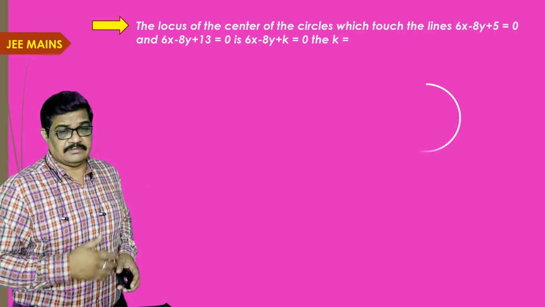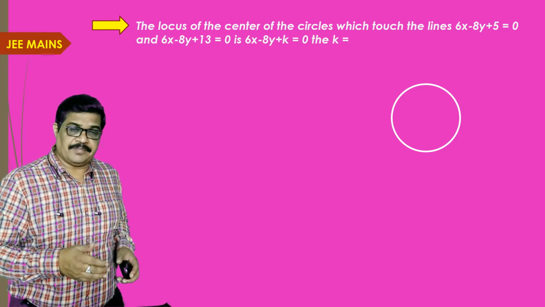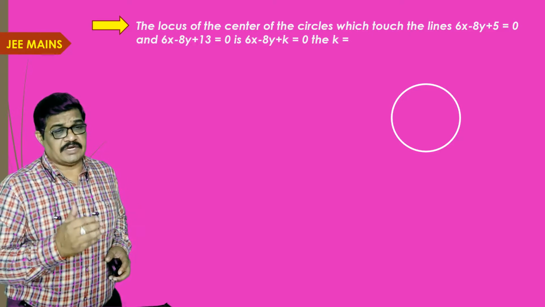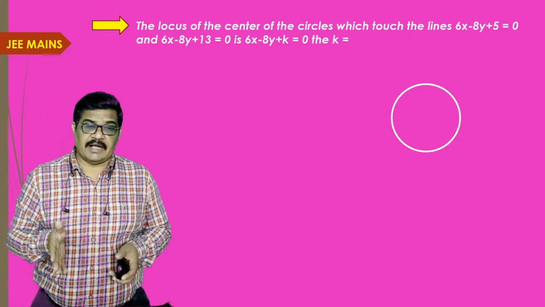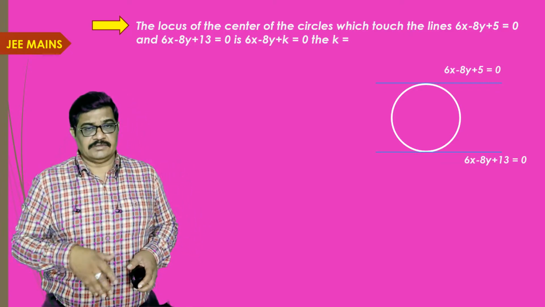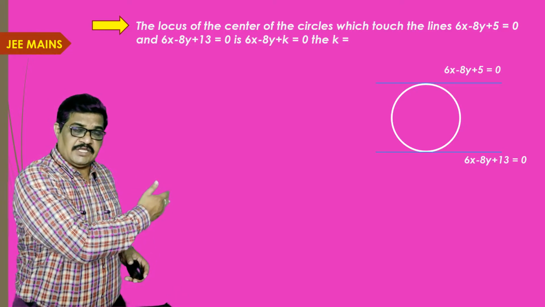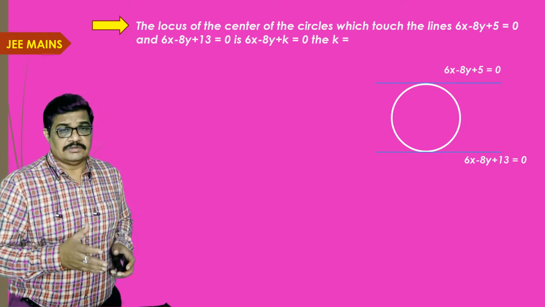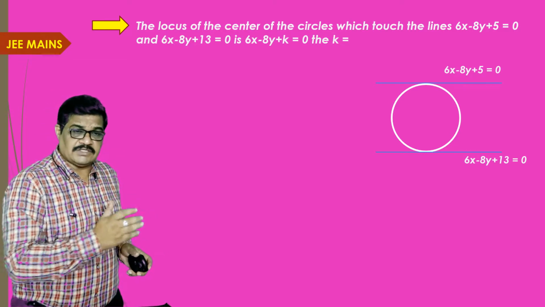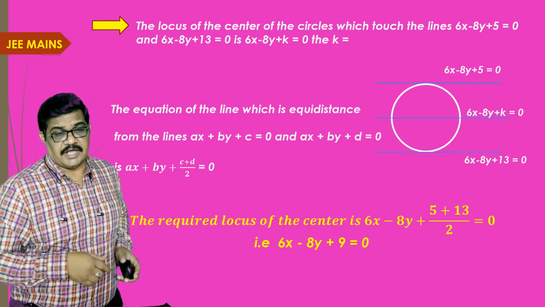See the diagram. This is the circle. Here the given lines are parallel. 6x minus 8y plus 5 is equal to 0 and 6x minus 8y plus 13 is equal to 0 are the parallel lines which touch the given circle. Look at the diagram. Also given that the locus of the center is the line 6x minus 8y plus k is equal to 0. That is the diagram.